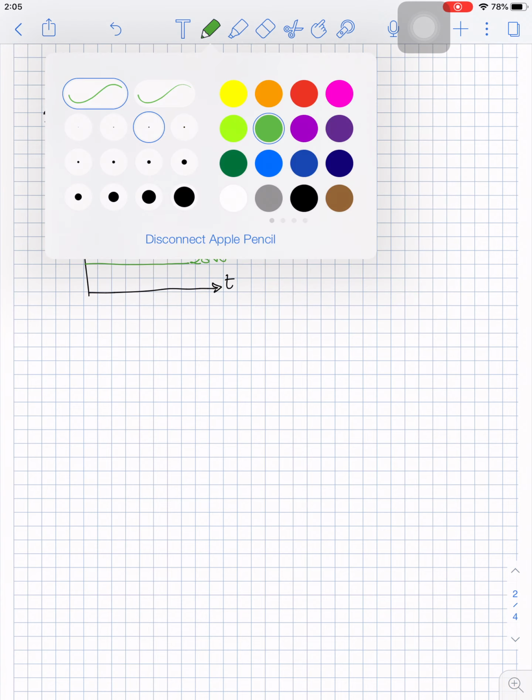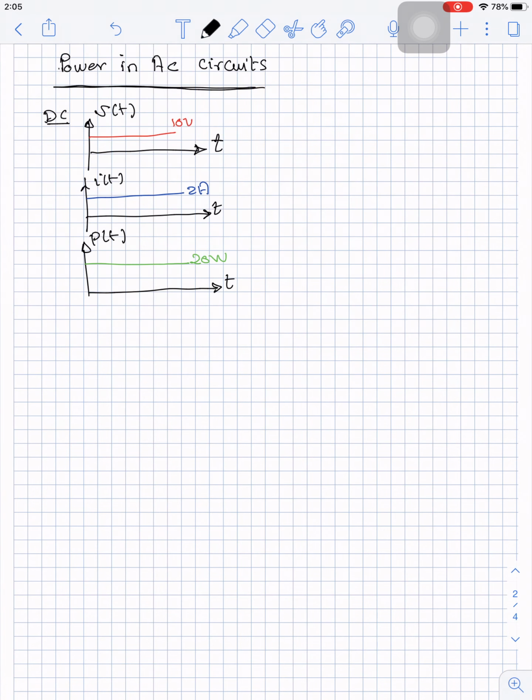And because the power is constant, its average equals its maximum equals its value at any time. So the power at any time t equals the average power equals the maximum power, because it's a single value. In our example, it is 20 watts. So here you don't have to specify anything about the power. It's constant and it's 20 watts. So if I'm asking you what is the power in a DC circuit, you can say it's 20 watts.